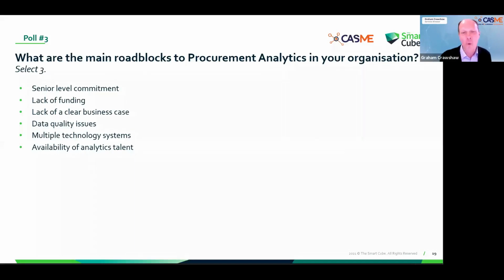The error is gone. So what are the main roadblocks to procurement analytics in your organization? And again, select the top 3. So please read all the 6 and then say, what are the top 3 that are most appropriate to your organization? It matches the 6 items that I've just been talking about, whether it is senior level commitment, the lack of funding, the lack of a clear business case, data quality issues, multiple technology systems, or the availability of analytics talent. So your top 3, and we'll just give you a few more seconds to respond.